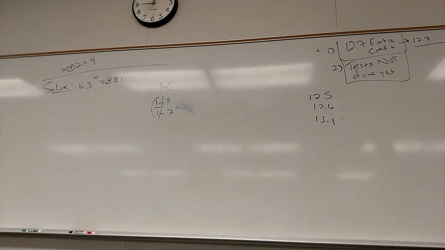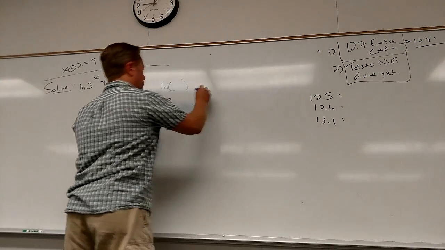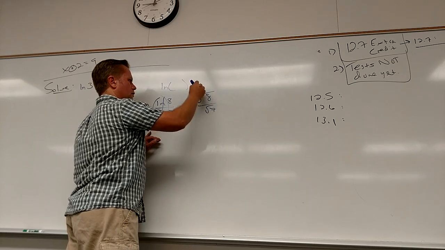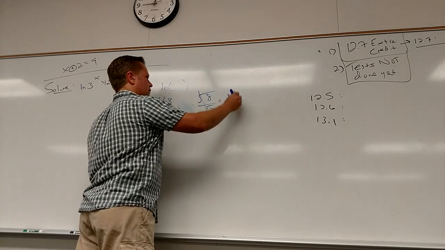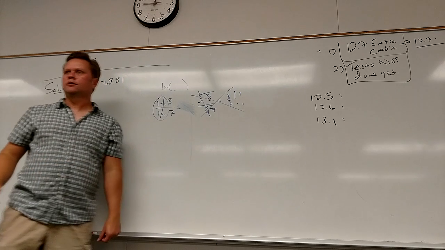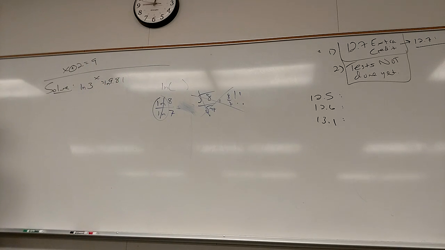It's sort of like saying the square root of 8 divided by the square root of 7 equals 8 sevenths. I mean, that doesn't make any sense. No, no, no. Symbols can't cancel each other like that. It doesn't make any sense.